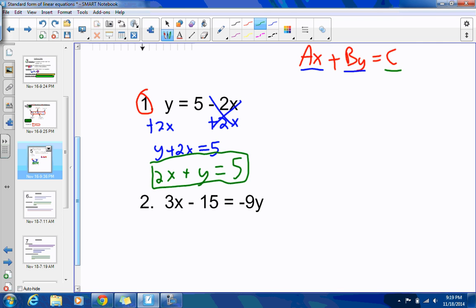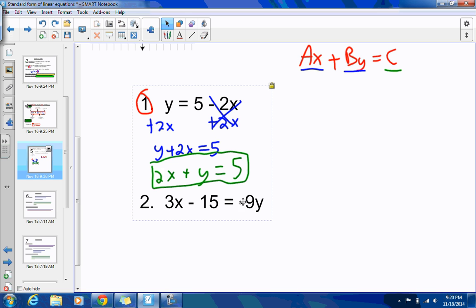So let's try number 2 then, and I want you to try this one on your own. So if you want to pause this and try it, it says 3x minus 15 equals negative 9y. Go ahead. All right, so if you notice, the x terms and the y terms are not on the same side. So there's a couple different things you could do. I'm going to show you the first way, and I'm also going to show you the second way.